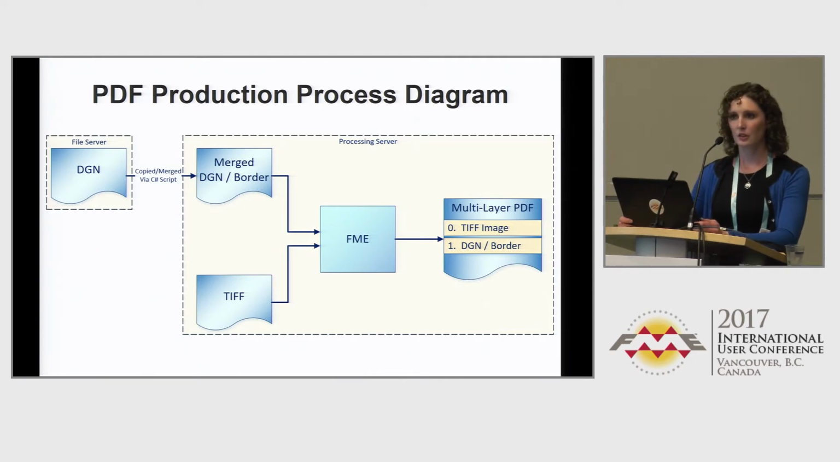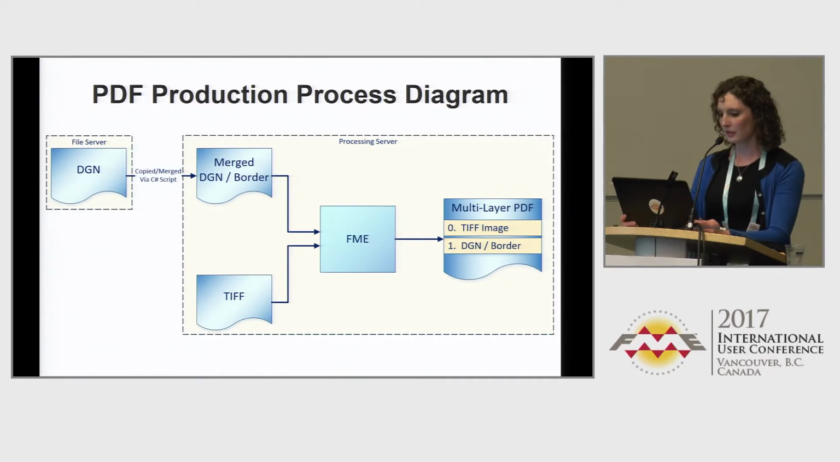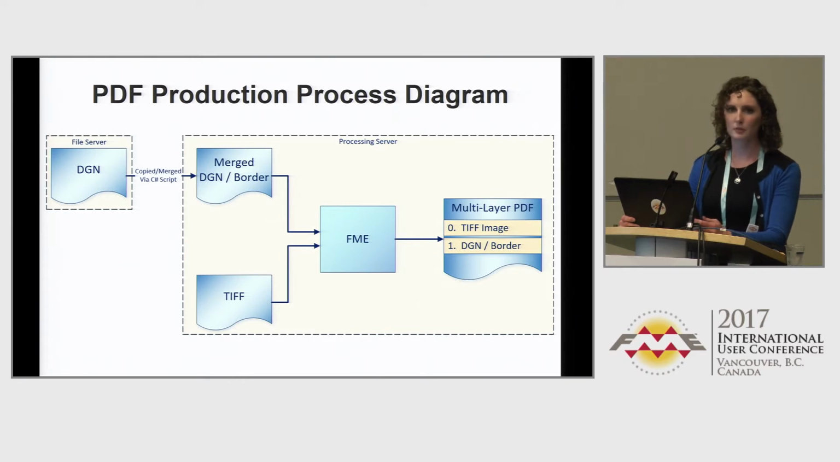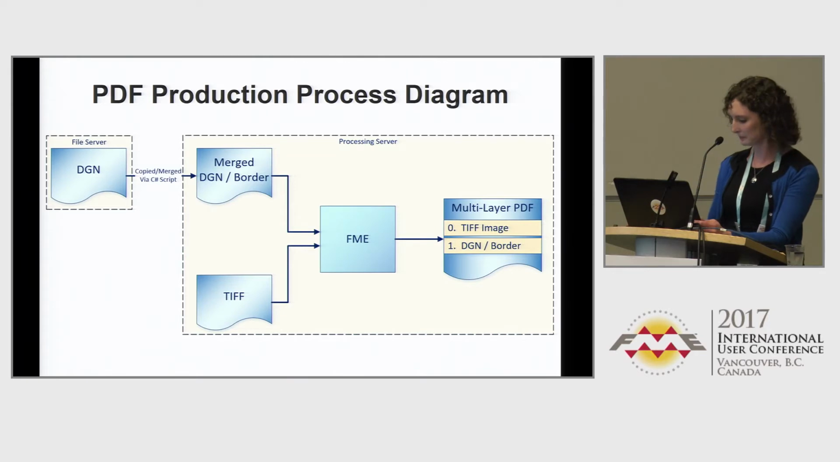So the client created a C# script that merged the DGN files ahead of time with the borders so that when I'm reading it into FME, it comes in as one file. And then all the border elements are on a level called border, and I can just do whatever I wanted to do with them. The C# script also exported the TIFF alignment information from MicroStation as well, and I'll talk a little bit about how I used that later, but FME used that information in order to align the TIFFs.